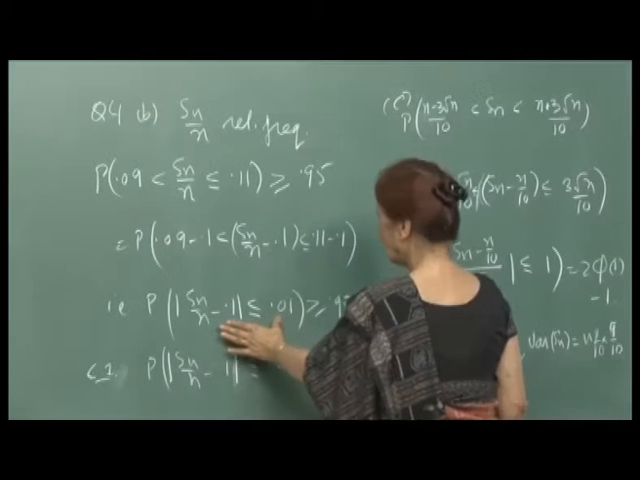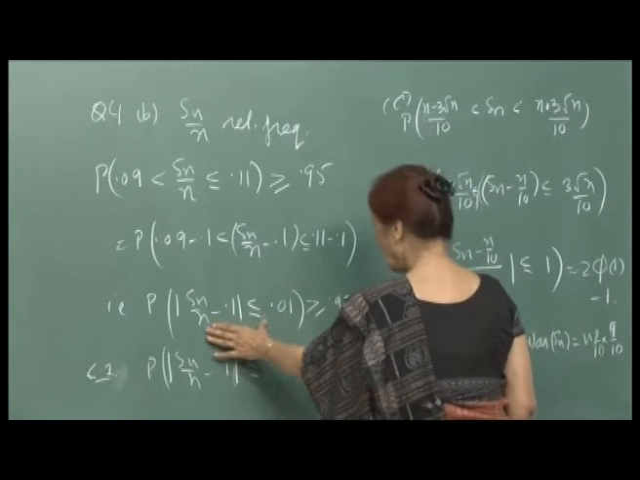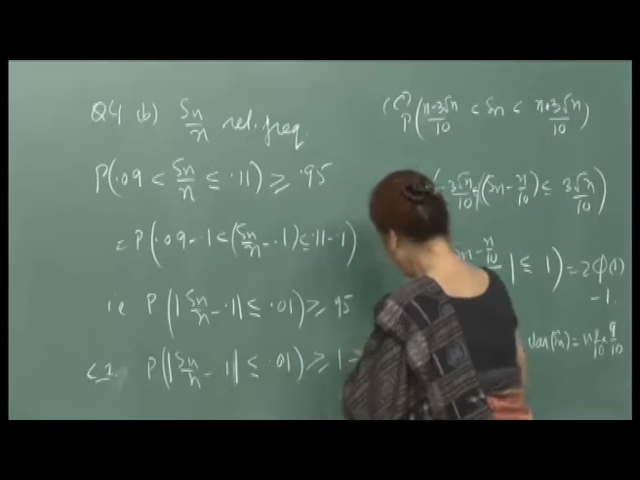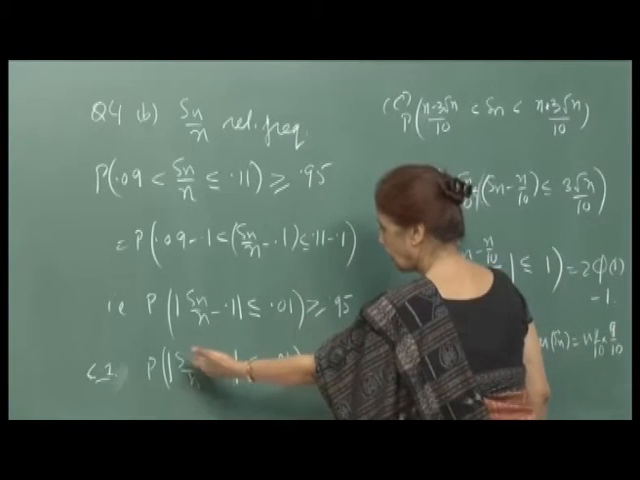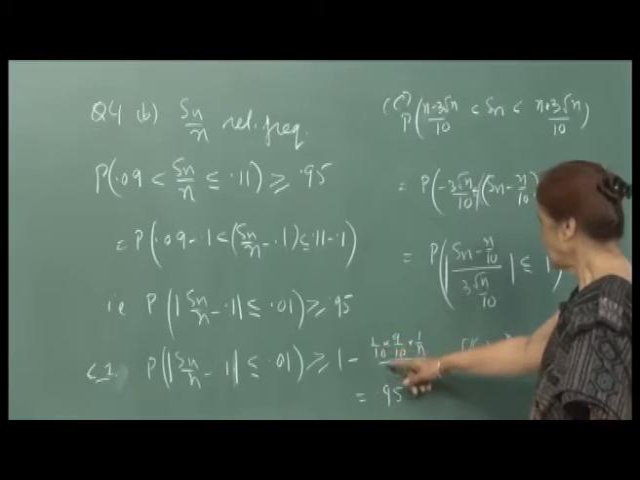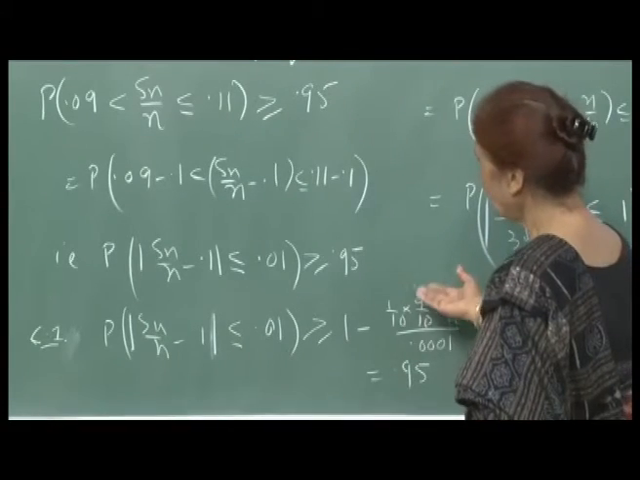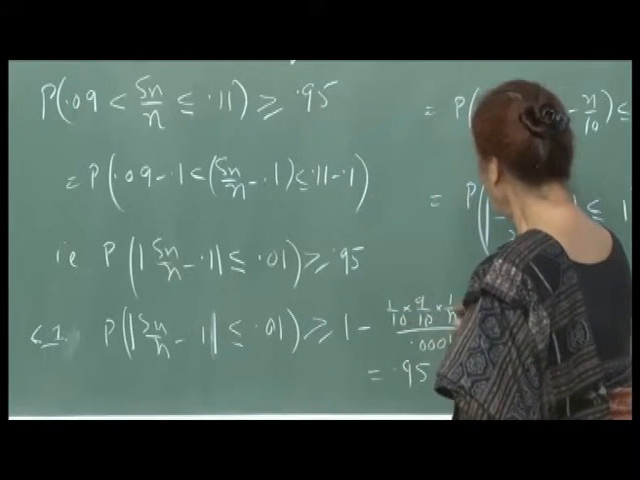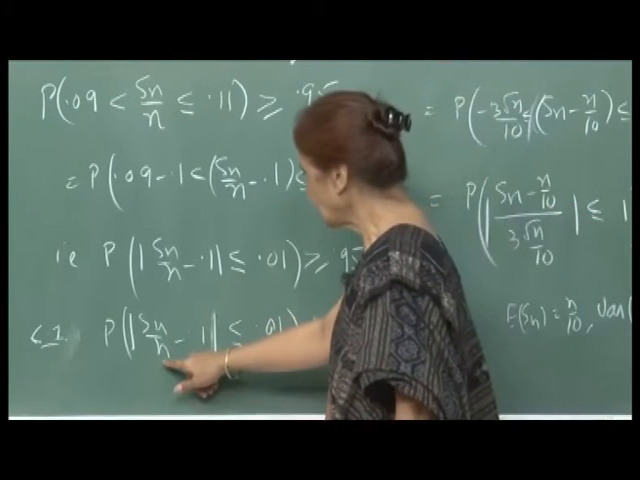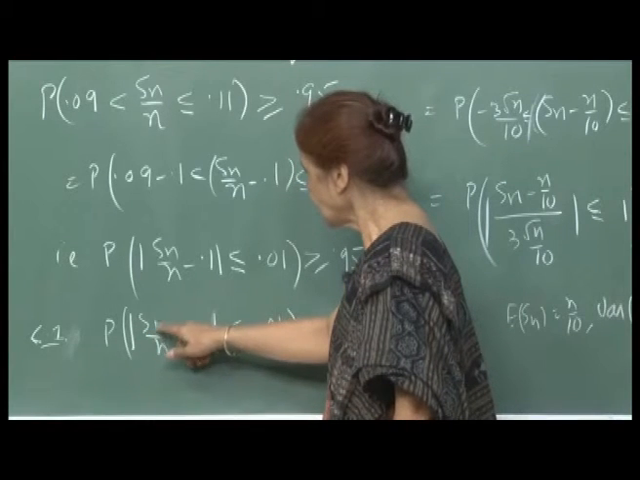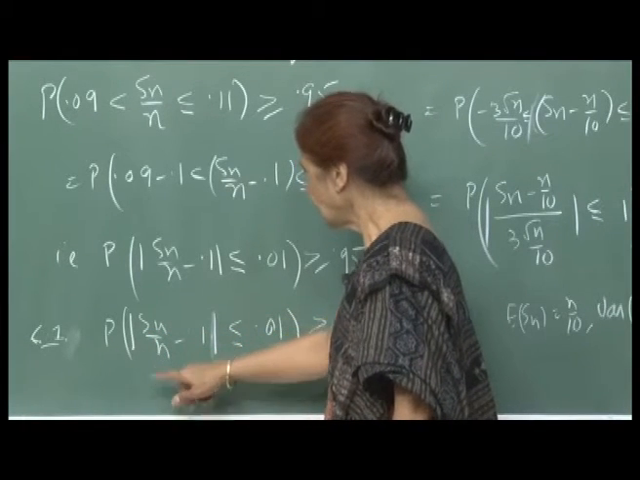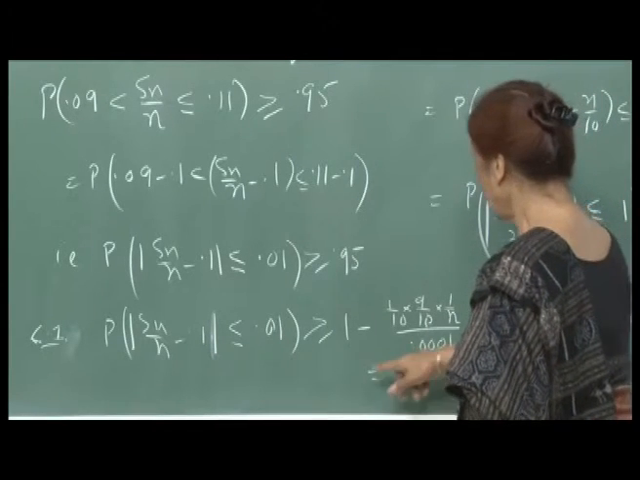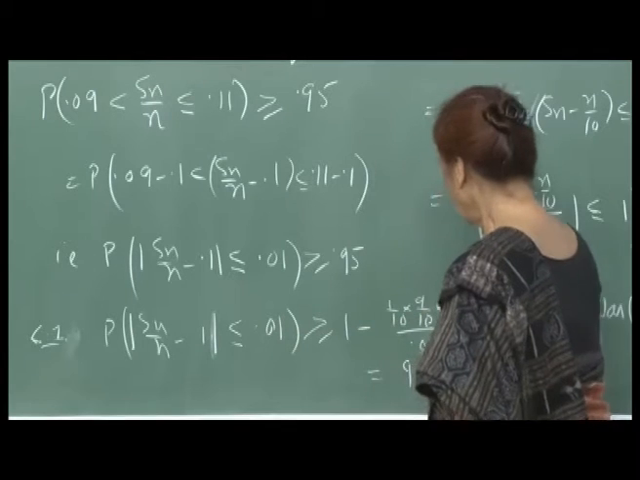Now, by Chebyshev's inequality, this probability is greater than or equal to 1 minus the variance of Sn by n, which is, because this is binomial, 1 by 10 into 9 by 10. So, 0 and non-zero, that is how I am treating this. So, pq into 1 by n, because the variance of Sn is npq, and that divided by n square. So, this is 1 by n, and this is divided by 0.01 squared from Chebyshev's inequality.